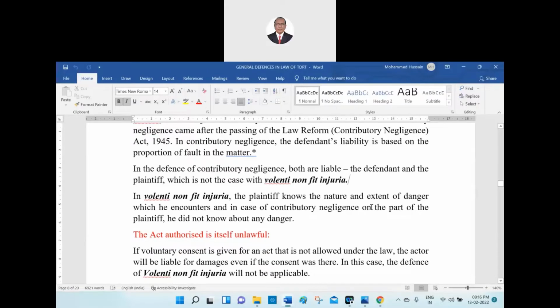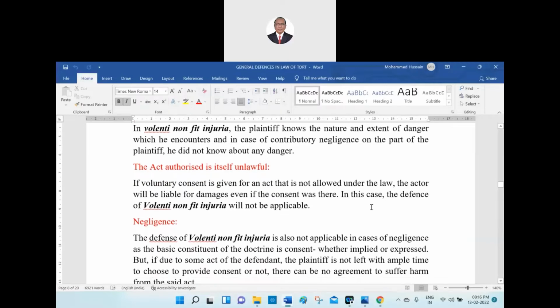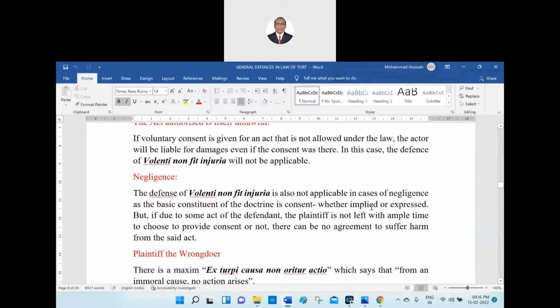So in volenti non fit injuria, the plaintiff knows the nature and extent of the danger which he encounters. In the case of contributory negligence on the part of the plaintiff, he did not know about any danger. So let us see when the act is authorized itself unlawful. Now let us see one case law. If voluntary consent is given for an act that is not allowed under the law, the actor will be liable for the damages even if the consent was there. In this case, the defense of volenti non fit injuria will not be applicable.